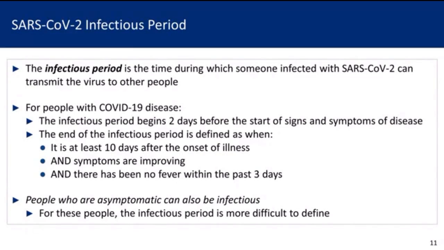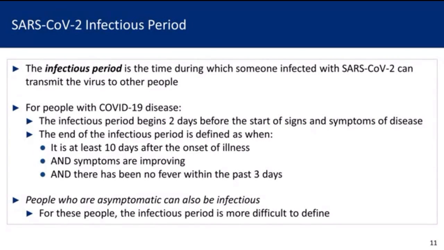So we define the end of their infectious period as being at least 10 days after the onset of their illness. And as long as their symptoms are improving and they haven't had fever within the past 3 days, we could assume that they're no longer infectious. So it's a bit tricky to identify exactly when the end of the infectious period is, but these are some of the markers we use to identify when someone may no longer be infectious.